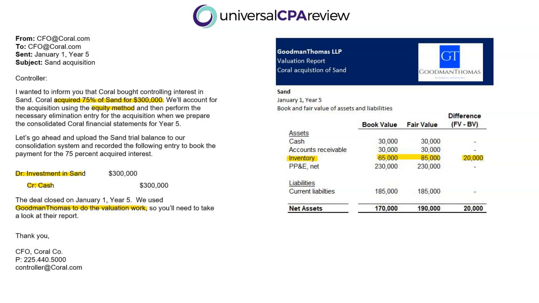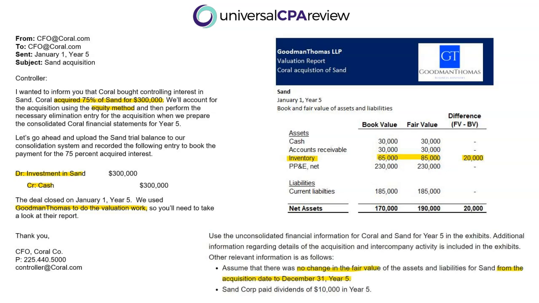And as we can see, well, everything's the same except for inventory. Inventory was $20,000 higher in terms of fair value, right? So that's going to be relevant when we do our acquisition method entry at the end of the year. And remember in the instructions where it says there was no change in fair value, well, remember this is as of January 1st, year 5.